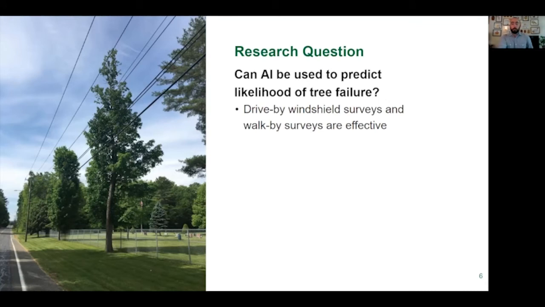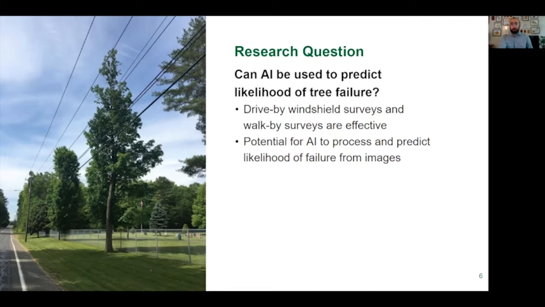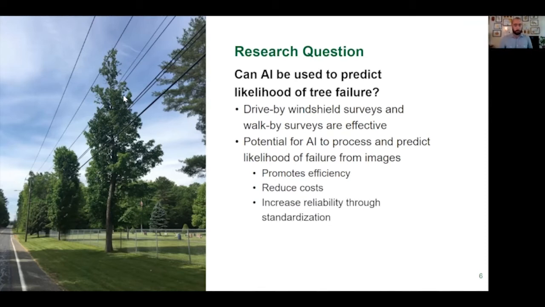There has been research into the efficacy of drive-by windshield surveys and walk-by surveys, and they're effective at identifying trees with an elevated likelihood of failure. So there's a potential for AI to process images to predict likelihood of failure in a similar way, which would promote efficiency as a potential to reduce costs, especially of large-scale tree risk assessment projects, and to increase data reliability through standardization of the process.